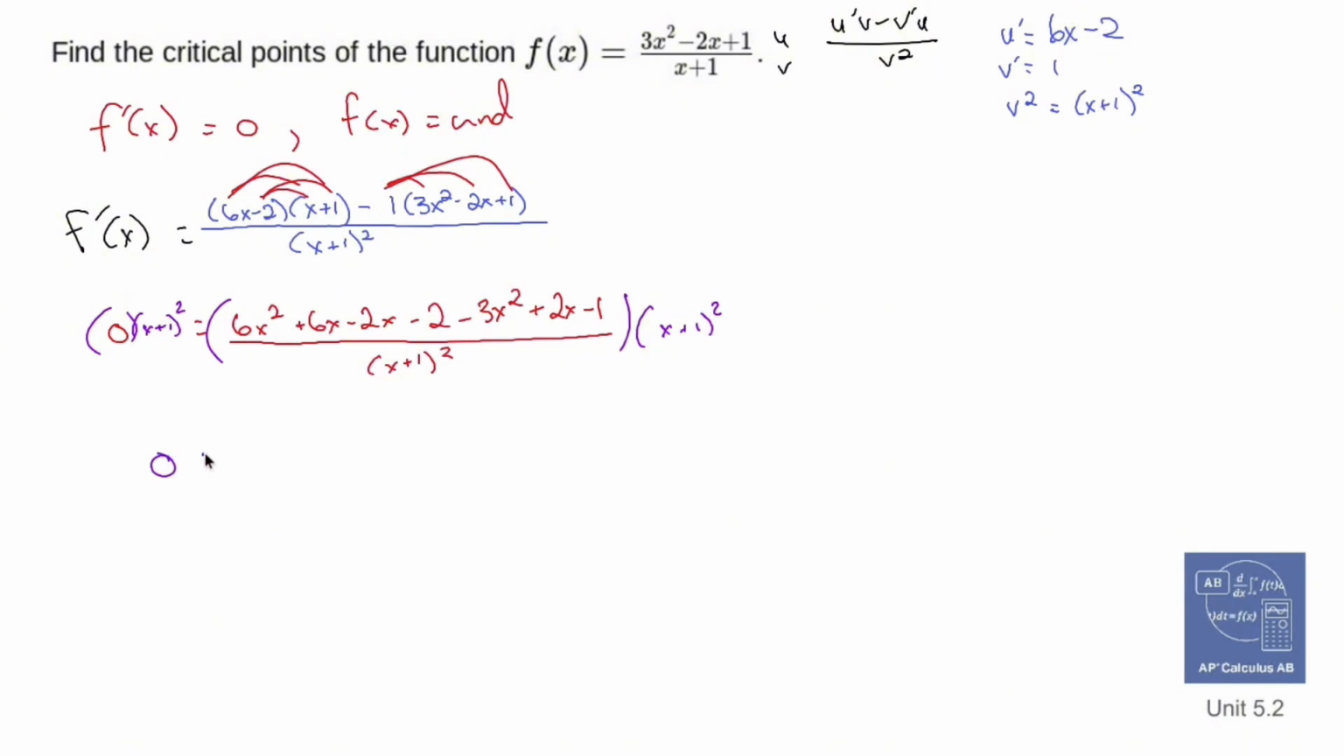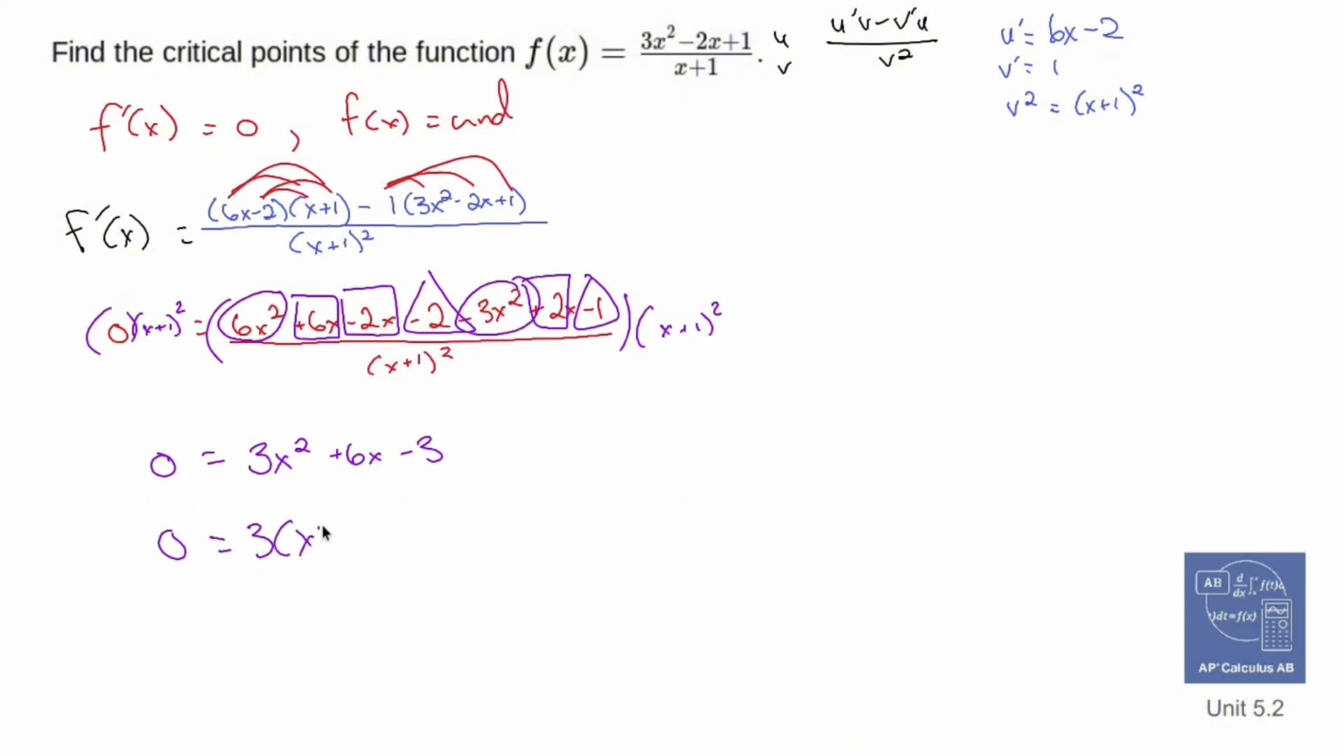So that's nice. Now let's combine like terms up here. 6x squared combines with negative 3x squared to make regular 3x squared, like so. 6x minus 2x plus 2x goes back to 6x. And then negative 2 and negative 1, negative 3. Let's rip out a 3. And here's going to be an issue. You can't factor that, which means we're going to have to use our old friend, the quadratic formula.